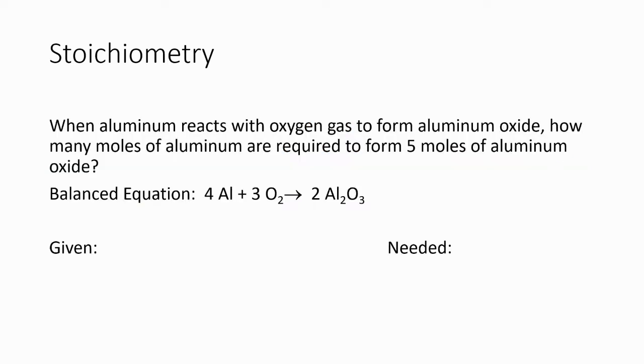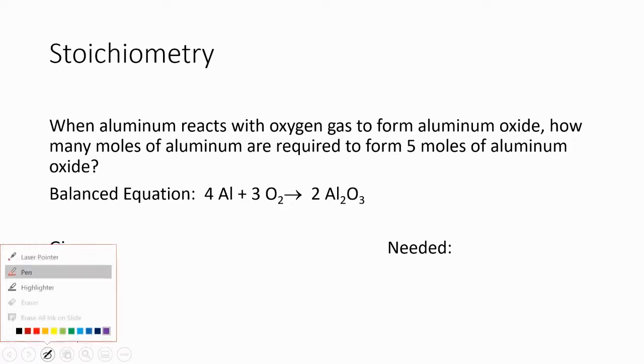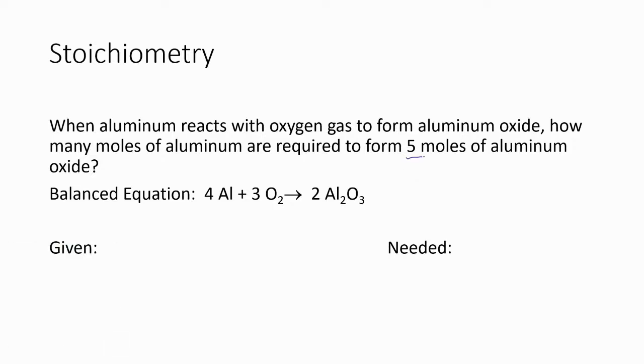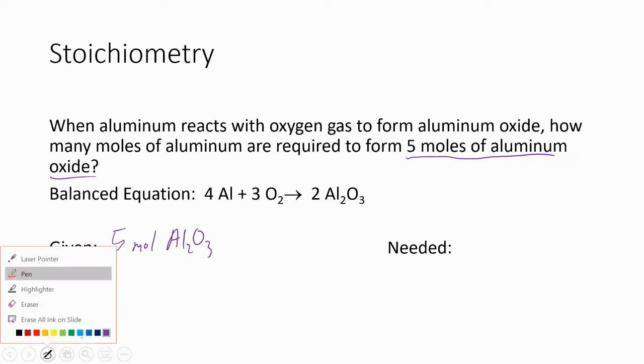All right, so let's try this one. 5 moles of aluminum oxide. So let's change our color. Guess we'll go purple. 5 moles of aluminum oxide is what's given. And we're trying to get to moles of aluminum.